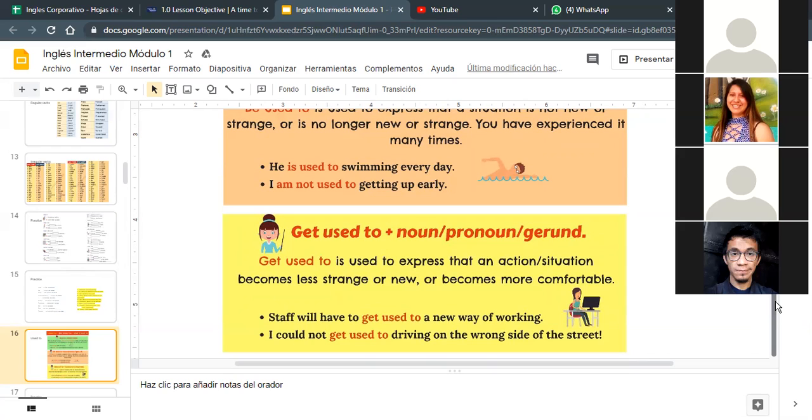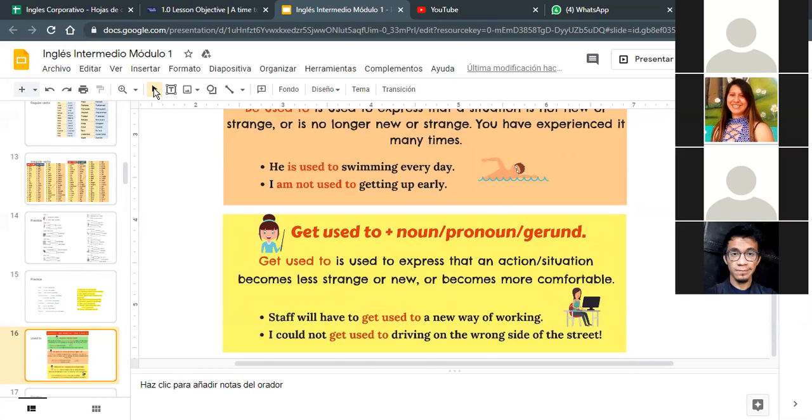That is correct. So this last sentence, you are saying that for you, that is difficult. I mean, it will be very, very difficult. So, I could not get used to driving on the wrong side of the street. That is it. Okay, thanks. Any other question about this? No questions. Very good.